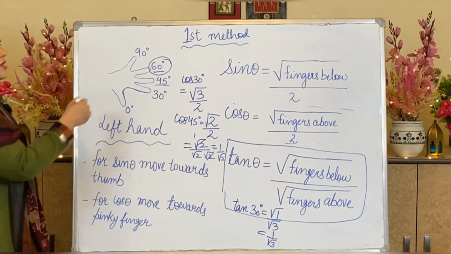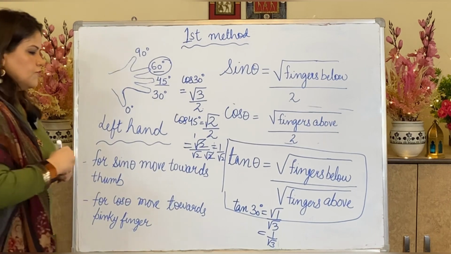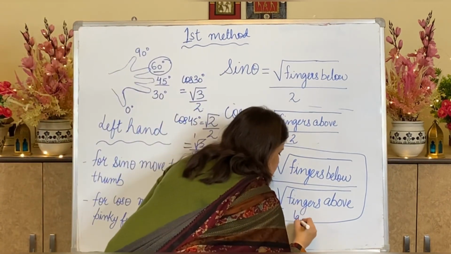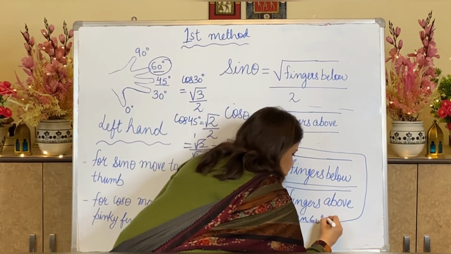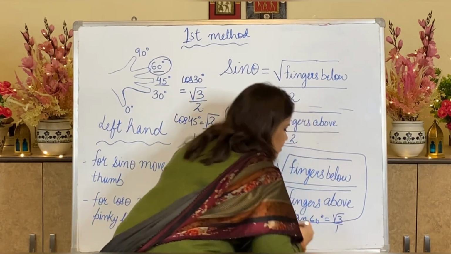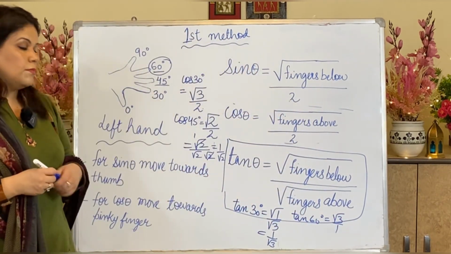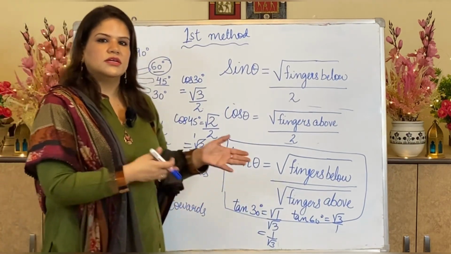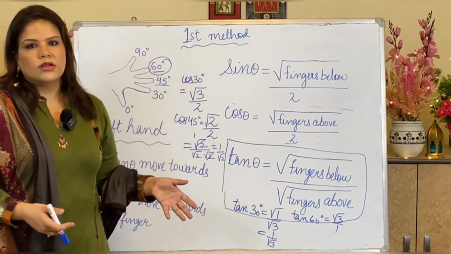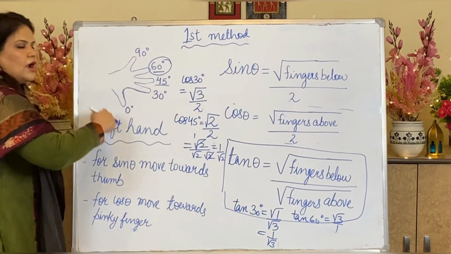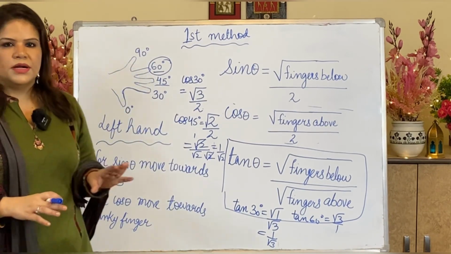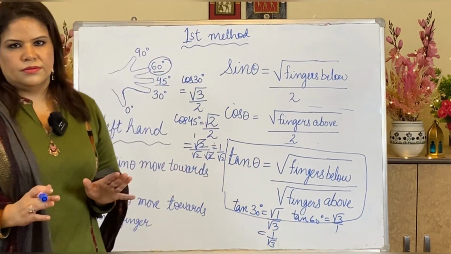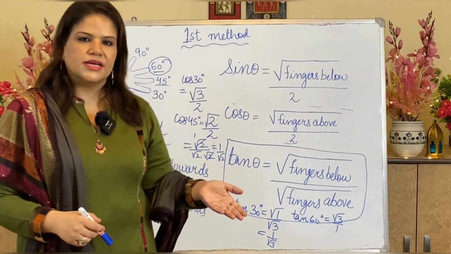How many fingers are there above this? 1. So tan 60 degree will be equal to root 3 by 1. Students mainly get the problem of remembering whether tan 60 was root 3 or whether tan 30 was root 3. So you have learned that using your left hand only, you can remember the trigonometric table even without drawing it. Now let's move to the second method.